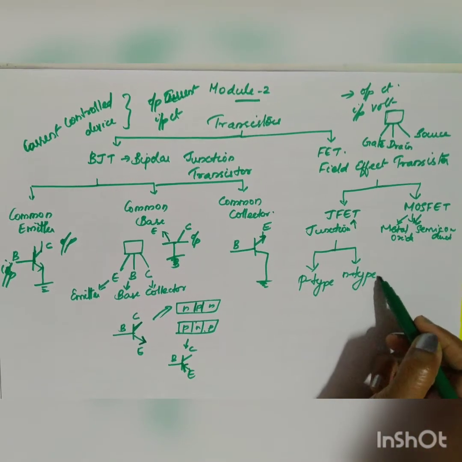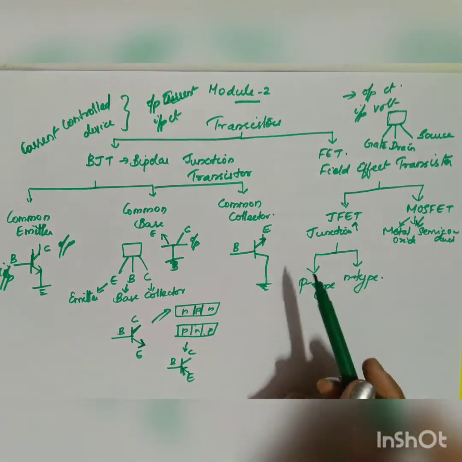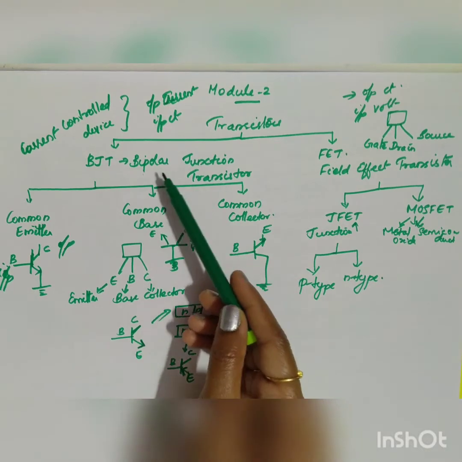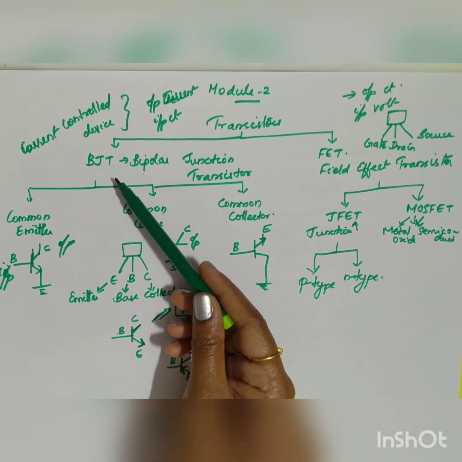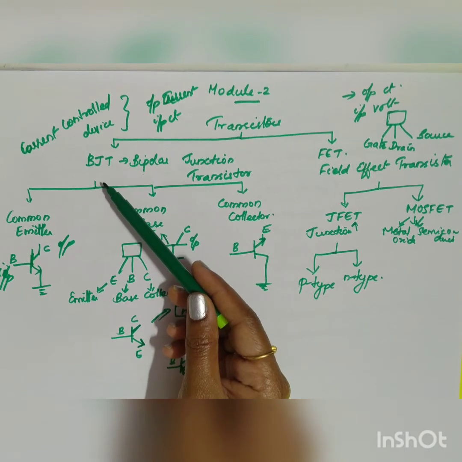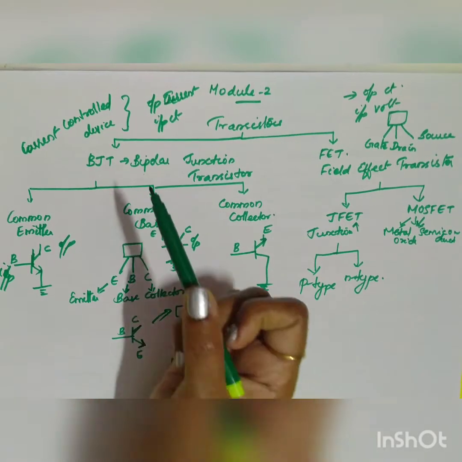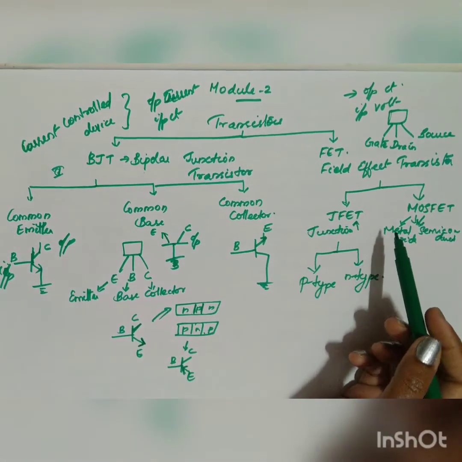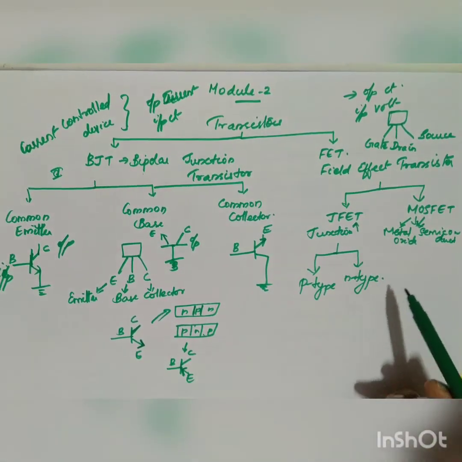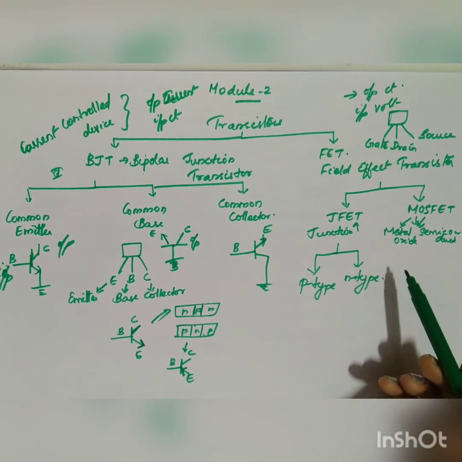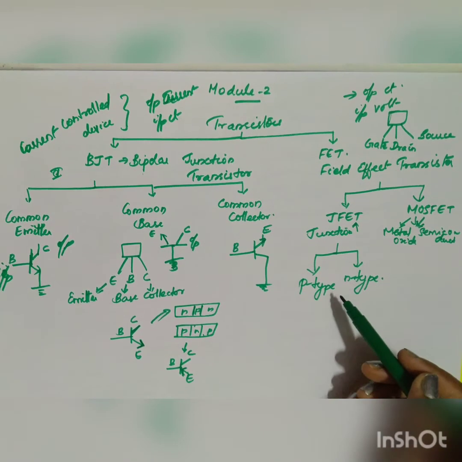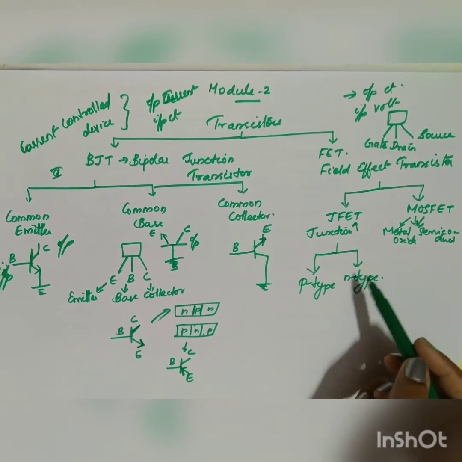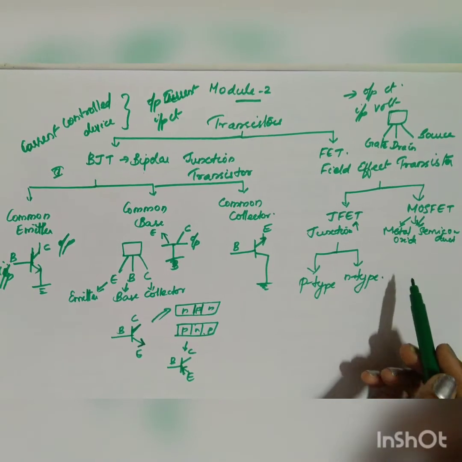There is one more difference between your BJT and FET. BJT is bipolar junction transistor, which means the flow of current is due to both your charge carriers, majority as well as minority. That is, it is due to both your electrons as well as holes. Whereas in the case of FET, your flow of current is due to either holes or electrons. So it is classified depending on the type: it can be P type or N type.